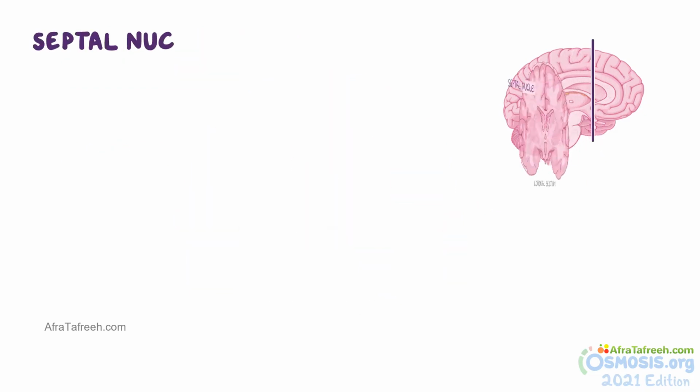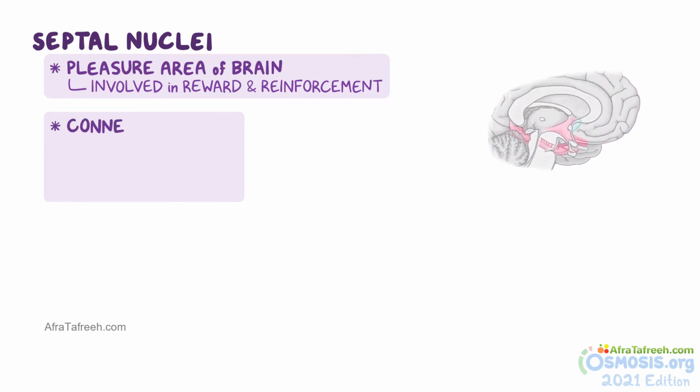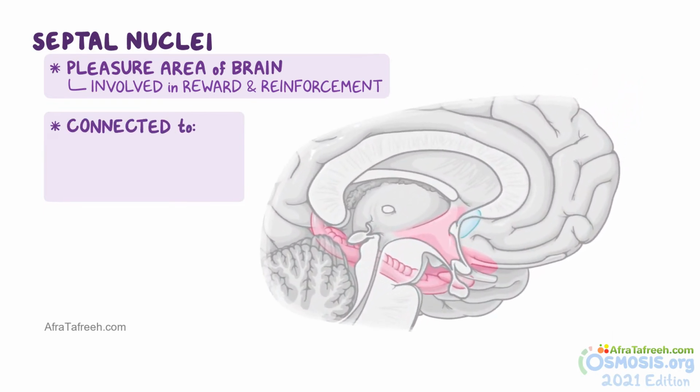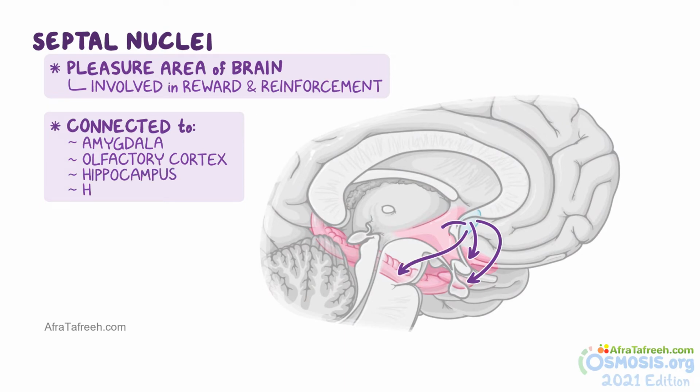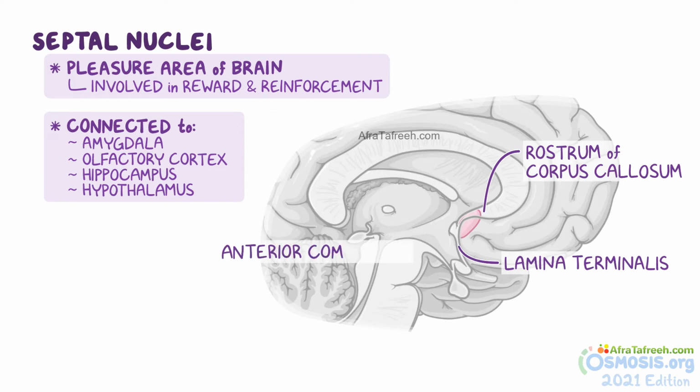The septal nuclei are believed to be a pleasure area of the brain involved in reward and reinforcement. These nuclei are part of the basal forebrain and are connected to other limbic system structures such as the amygdala, the olfactory cortex, the hippocampus, and the hypothalamus. In the mid-sagittal plane, we see them located inferior to the rostrum of the corpus callosum, superior to the lamina terminalis, and around the anterior commissure.